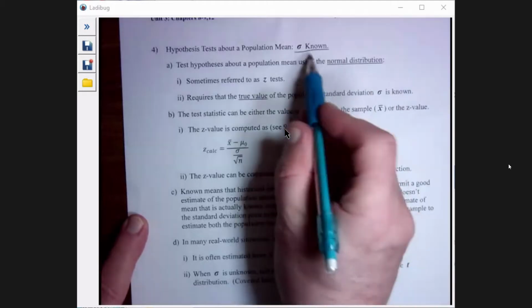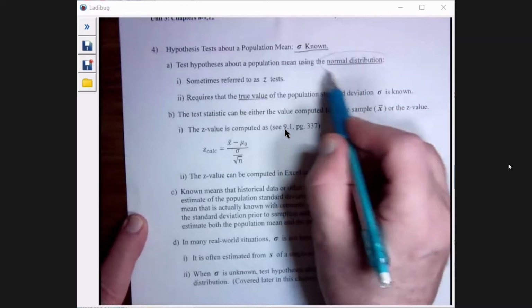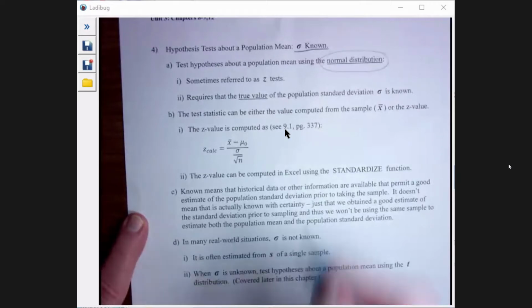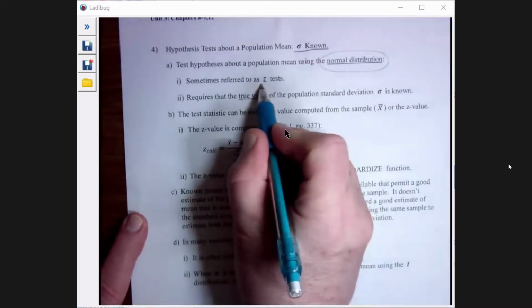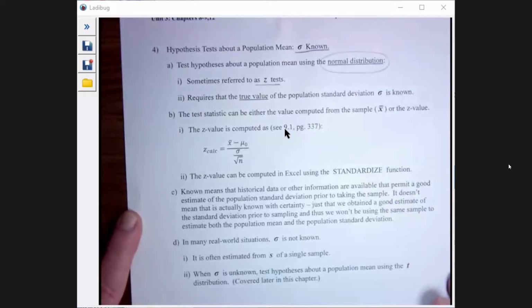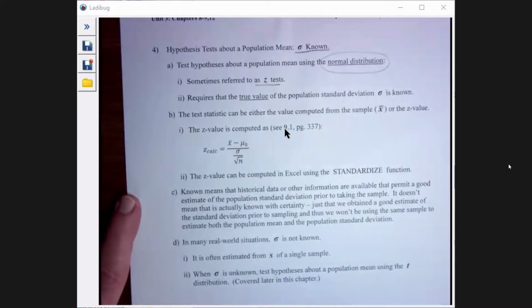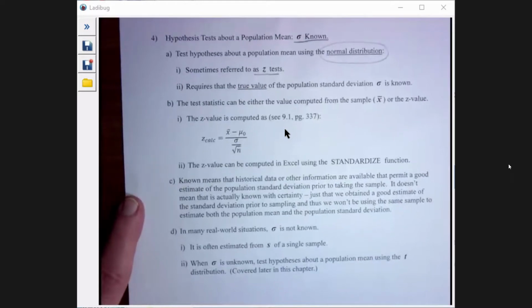So when we know the population standard deviation, our sampling distribution is normal. Sometimes you may hear this referred to as a z-test. When somebody talks about a z-test, they're talking about a hypothesis test where the standard deviation of the population is known. There are a couple of ways that we can do this. The way the textbook does it is they will ask you to compute a test statistic.